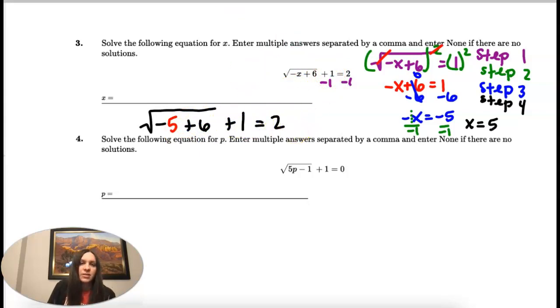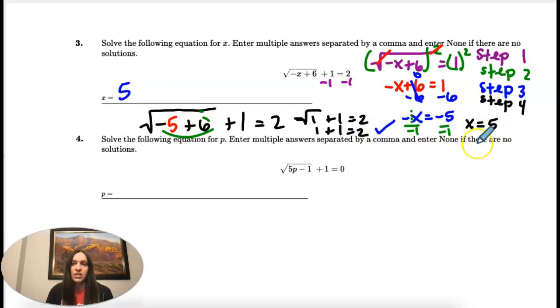And now we're just going to simplify. So right here, negative 5 plus 6 is 1. Square root of 1 plus 1 equals 2. Square root of 1 is 1. 1 plus 1 equals 2 is a correct statement. That means the answer is 5. So this is not extraneous, and that is the solution.